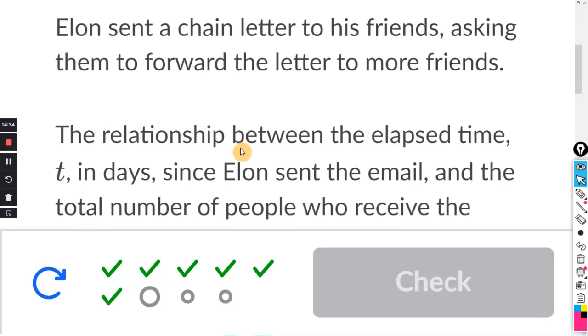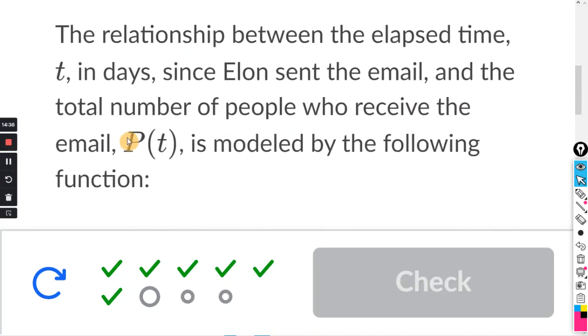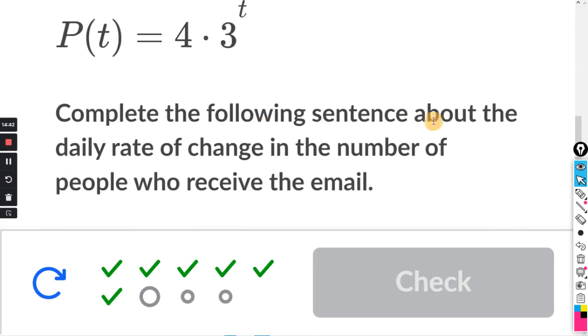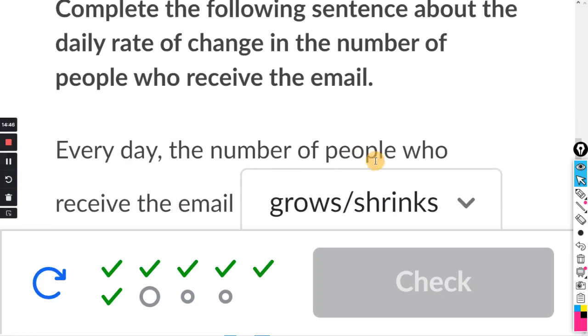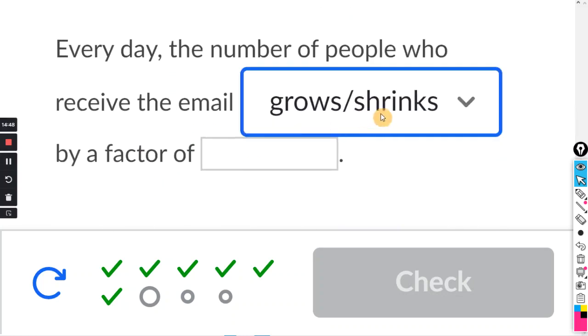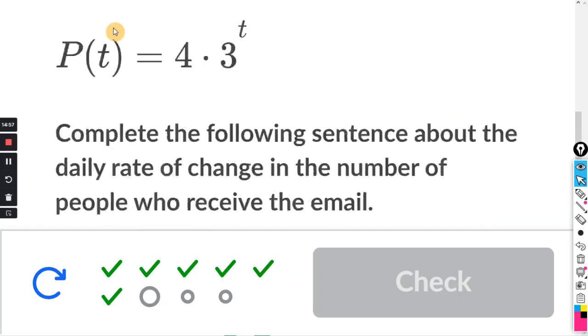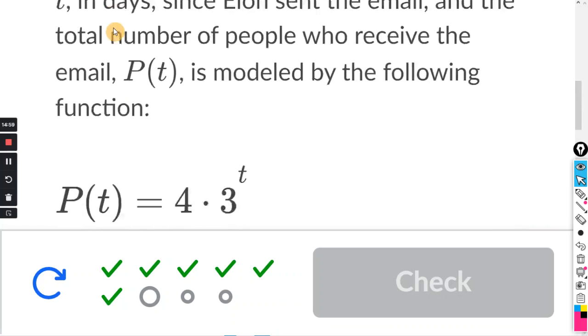All right, chain letter. T is in days. People who received the email is P. There's your equation. Following sentence about the daily rate of change. Every day, the number of people who receive grows or shrinks by a factor of. It means what you're multiplying by each time. Really, there's no work to do here because it says every day, and it said t is in days.